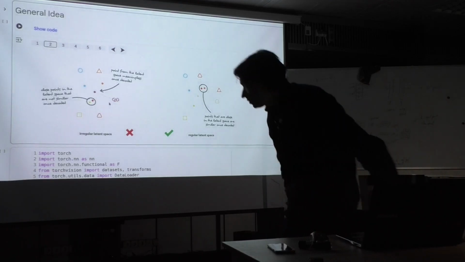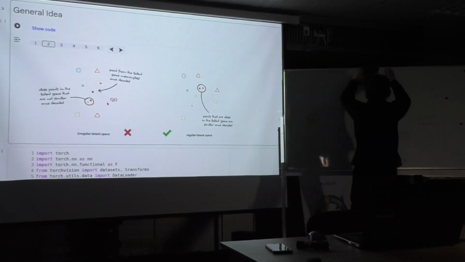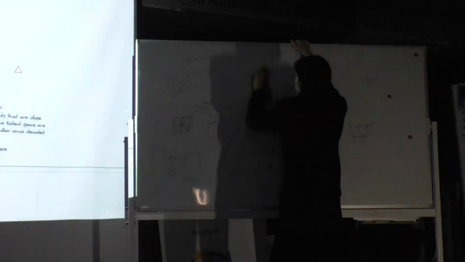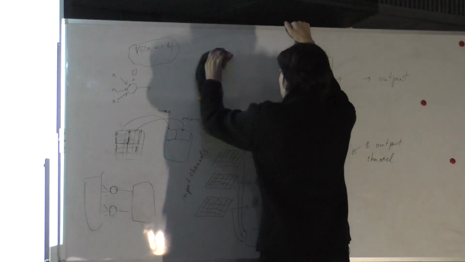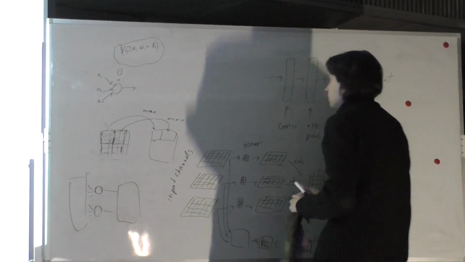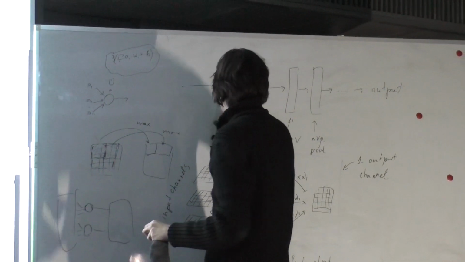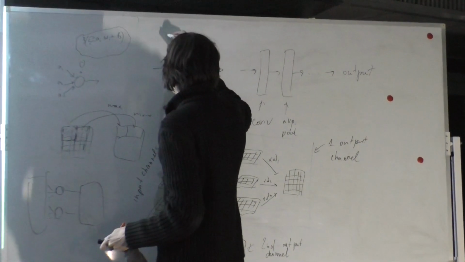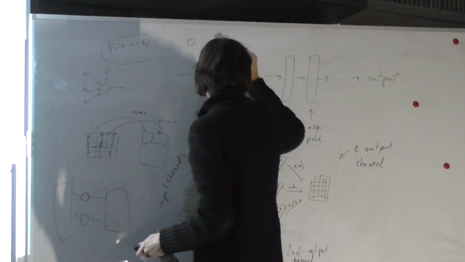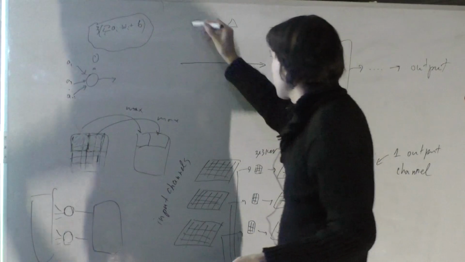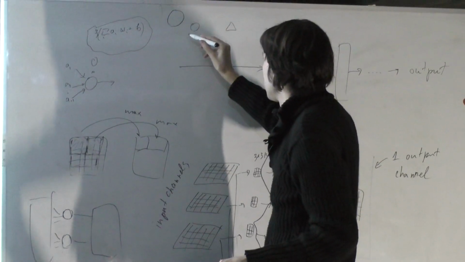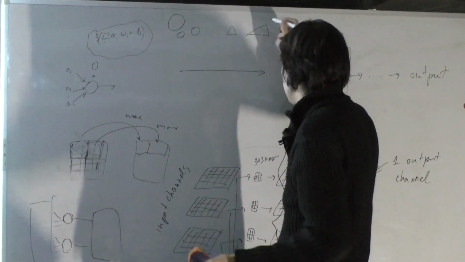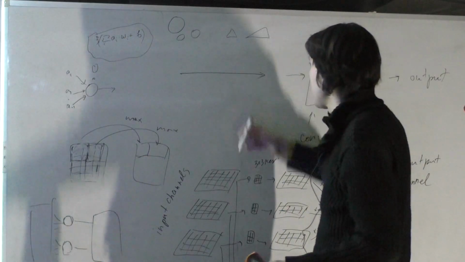So let me draw a little bit here. Suppose I have a very simple latent space in the form of one dimension, and I have images of, let's say, a circle and a triangle. That's the only thing I have. Of course, my circles may be of different sizes, they may be a little bit deformed. Triangles may be a little bit irregular.